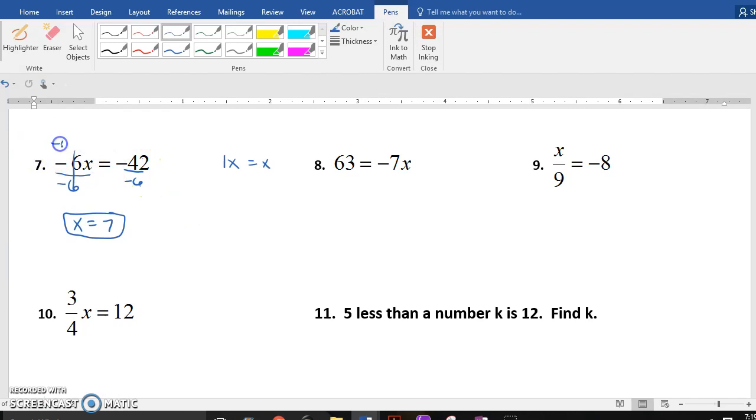I can plug this back in to see if it's right. Is negative 6 times negative 7 equal to 42? Yep, so I know my solution is correct. Now, number 8. A lot of students will get this wrong because they're used to dividing by what's on the left. But remember, I'm getting rid of what's linked to x. So negative 7 is linked to x by multiplication. So how do I get rid of it? I divide by negative 7. Again, 1x written on the left. 63 divided by negative 7 is going to give you negative 9.